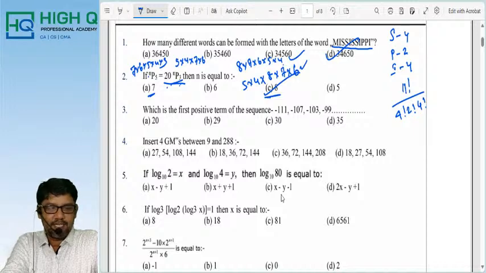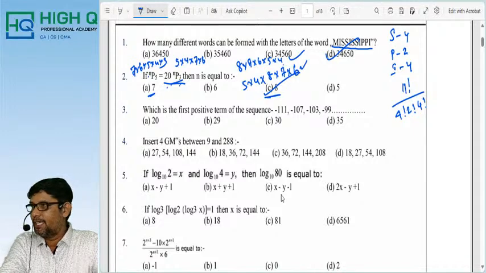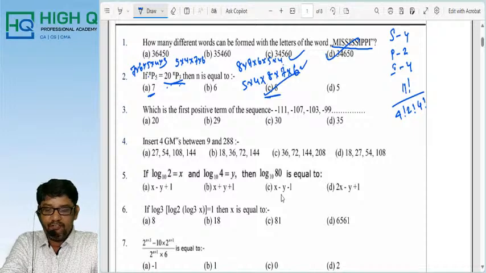Chellakutti is right, it seems. 29 is the right answer. Devapriya, you are right. Excellent. 29 is the right answer. Now, can you please tell me which is the first positive term of the sequence?